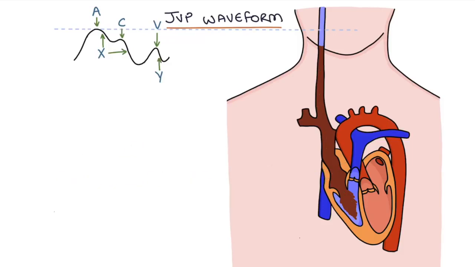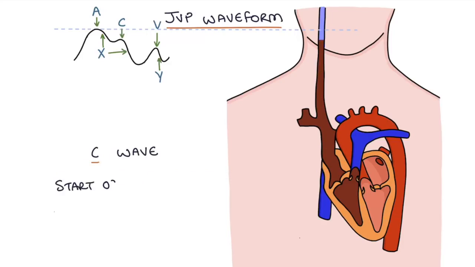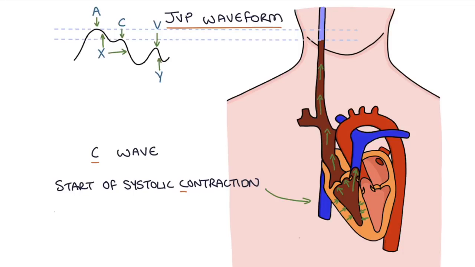Next, we need to talk about the C wave. At the start of systolic contraction, the right ventricle contracts and squeezes blood out into the pulmonary artery, and this pressure pushes up against the closed tricuspid valve and causes it to bulge slightly into the atria. And this pressure into the atria from that bulging tricuspid valve extends into the superior vena cava, into the internal jugular vein, and creates this rise in the JVP that we call the C wave.